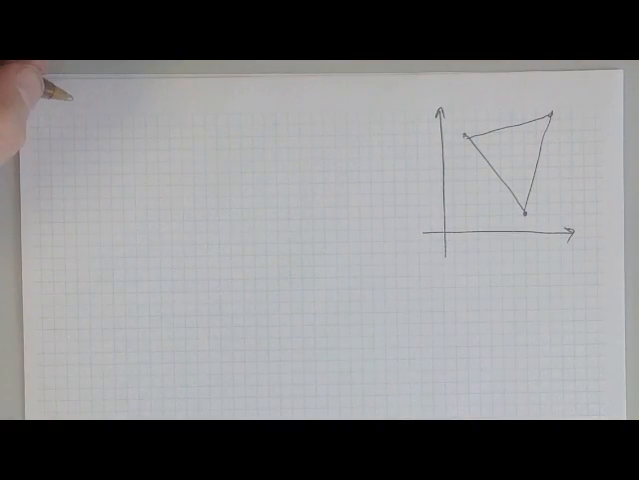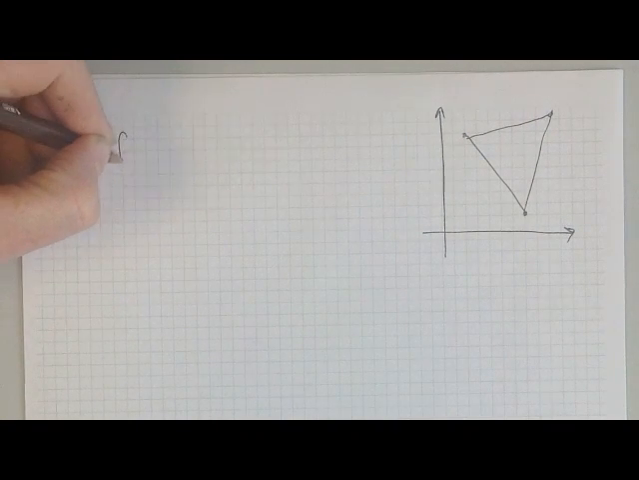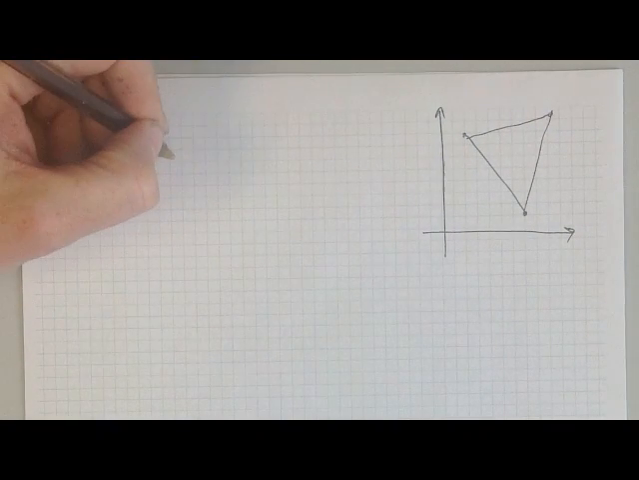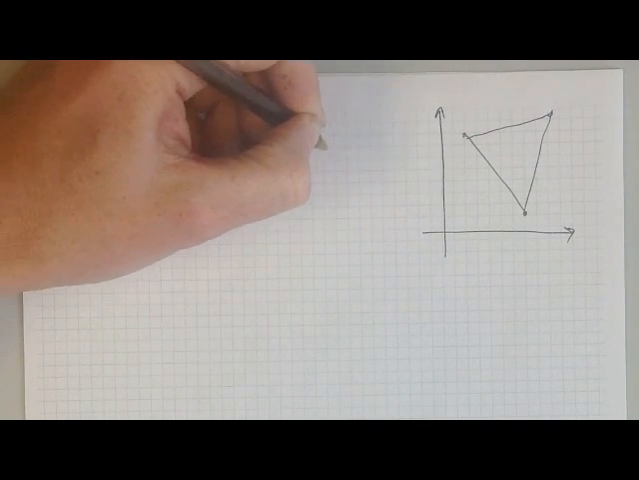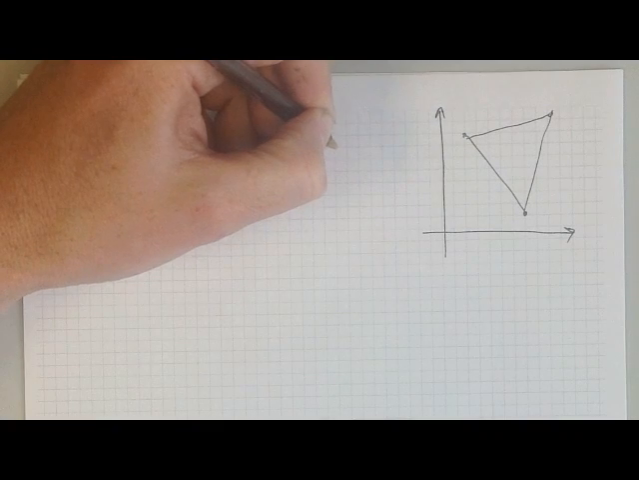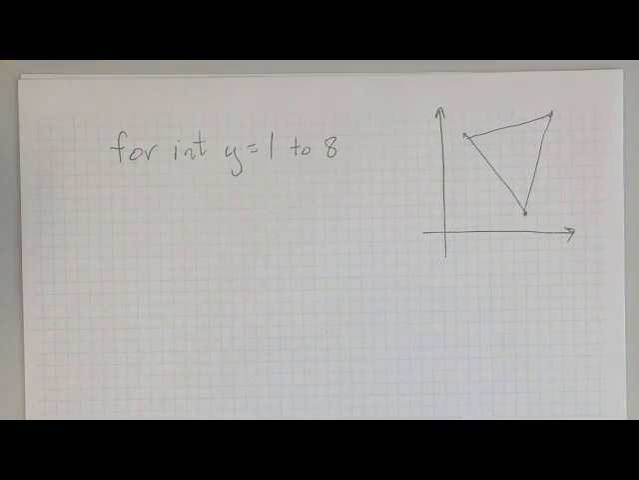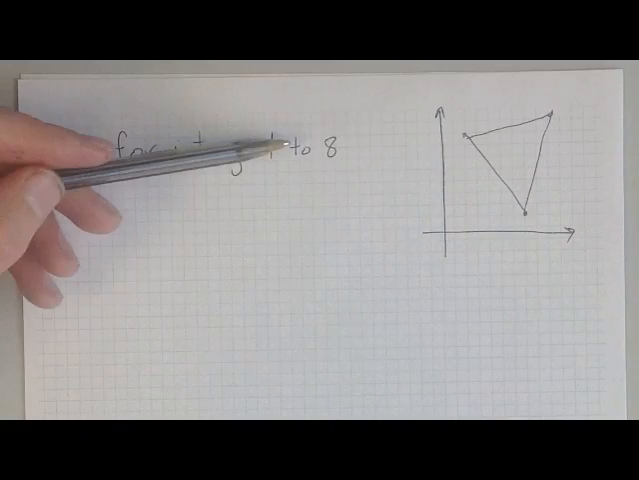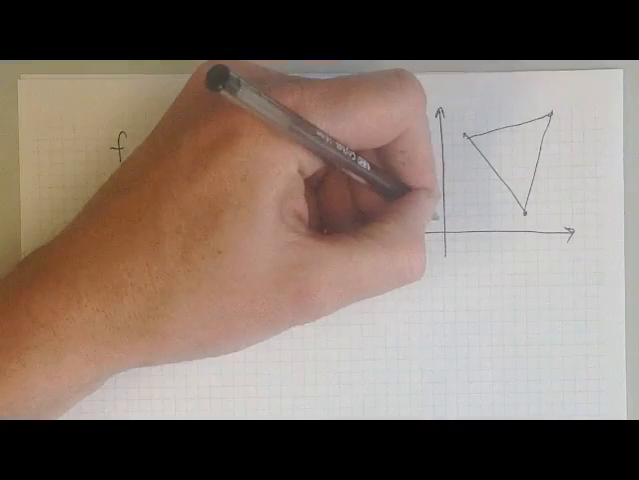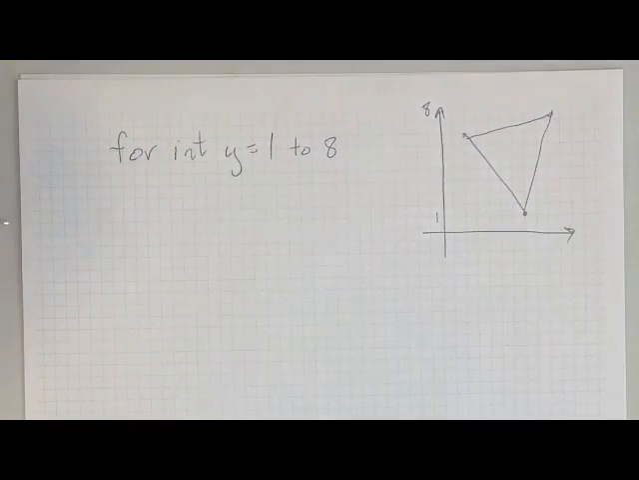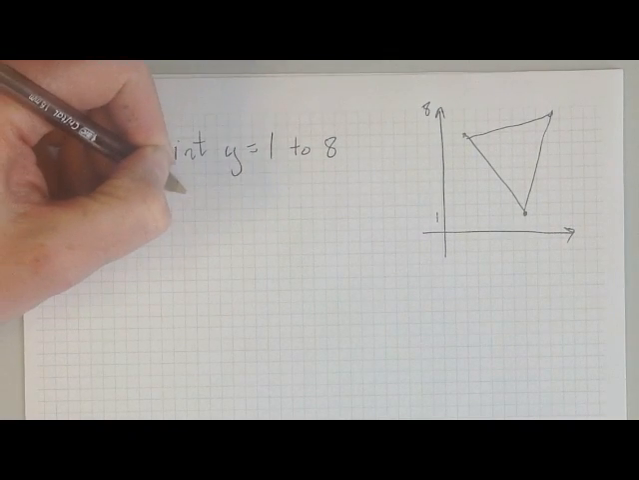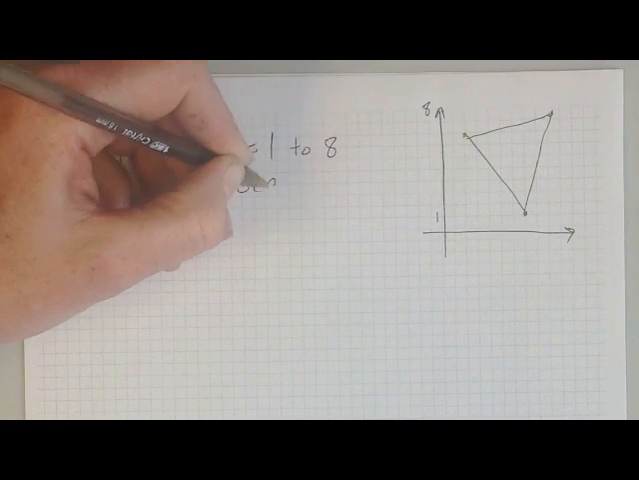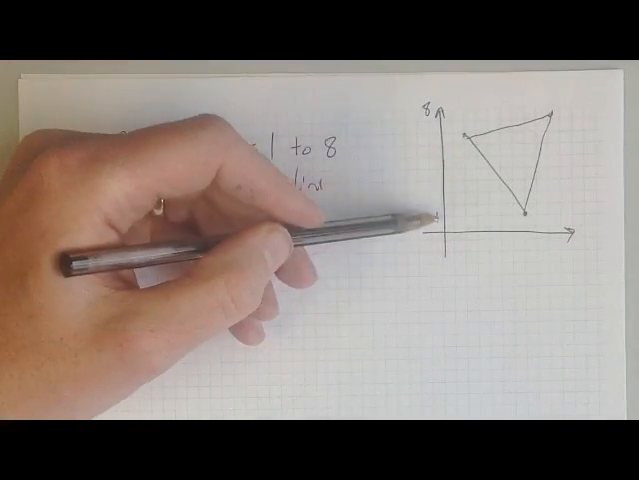Alright, let's talk for a minute about the main for loop in my triangle rasterization algorithm. So in my code, I'm going to have a for loop, and it's going to loop over integers which represent the different scan lines. In this particular example, I have a for loop that goes from 1 to 8, and I called the variable y, so I'm looping from 1 up to 8. Each time I go through this for loop, what I'm really doing is processing a new scan line.